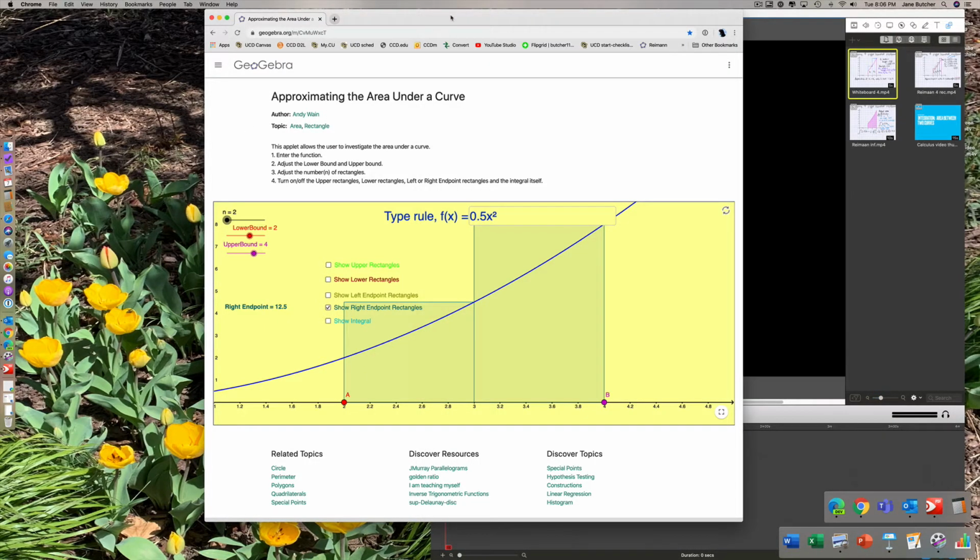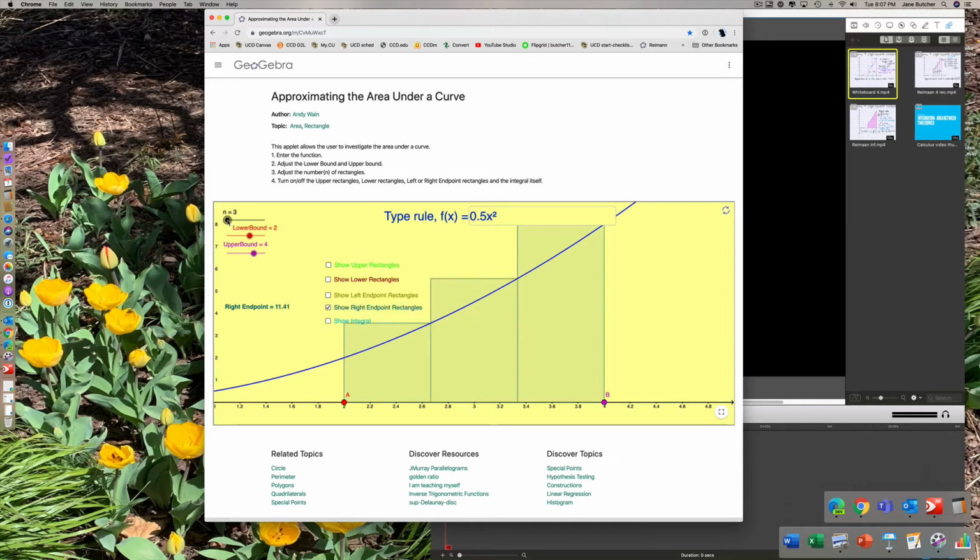This is from the GeoGebra website, and I just wanted to show you what's going on. We're going to be working with the function 1/2 x squared, and we're approximating the area under this curve from x equals 2 to x equals 4. We're going to try it with two rectangles first. And you can see if we only use two rectangles, there's this big area above the curve that's going to be extra. So we're going to overestimate by a huge amount when we do that.